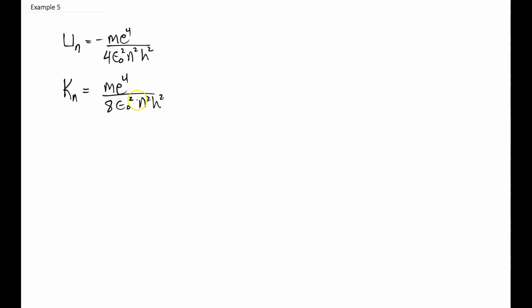We can evaluate the kinetic, potential, and total energies of the hydrogen atom by using the equations that the potential energy at some level n is minus m e to the fourth over 4 epsilon naught squared n squared h squared, and then the kinetic energy for that level would be m e to the fourth over 8 epsilon naught squared n squared h squared.